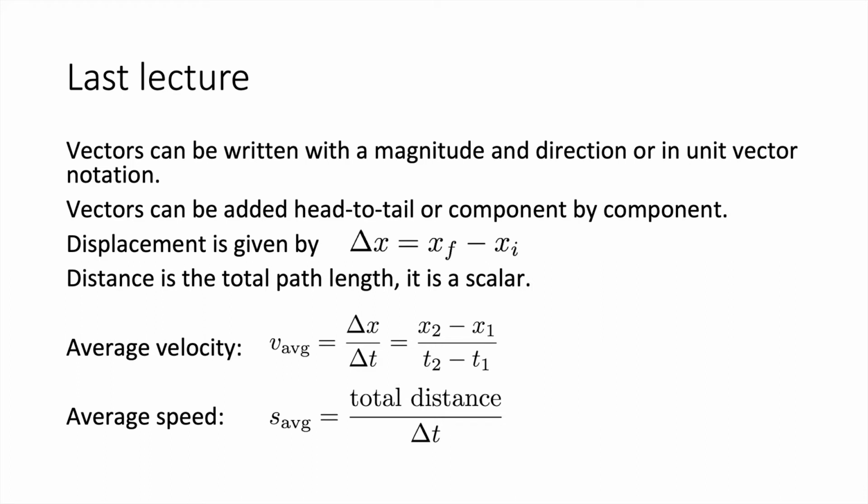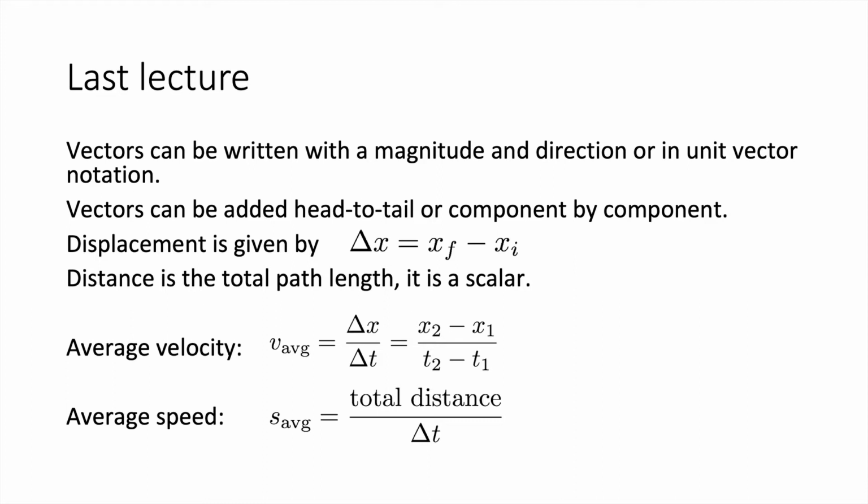In the last lecture, we saw that vectors can be written with a magnitude and direction or in unit vector notation. So vectors are things which have a magnitude and a direction. Scalars just have a magnitude, though they can be positive or negative depending on the scalar quantity. Vectors can be added head to tail or component by component. Often it's faster to add them component by component.